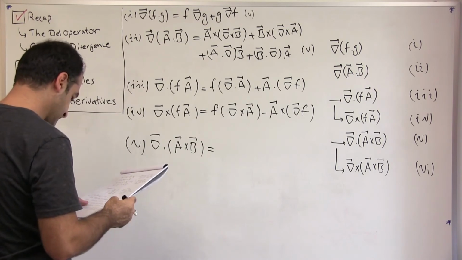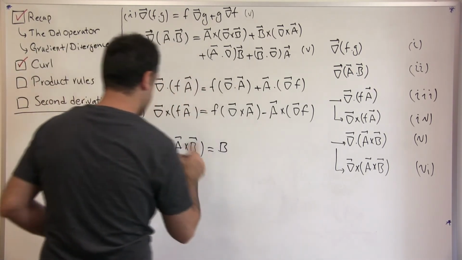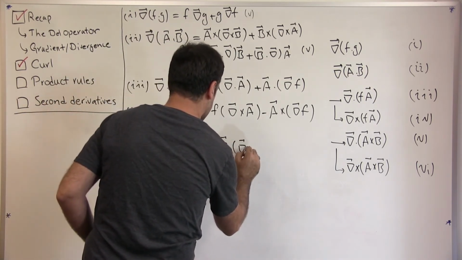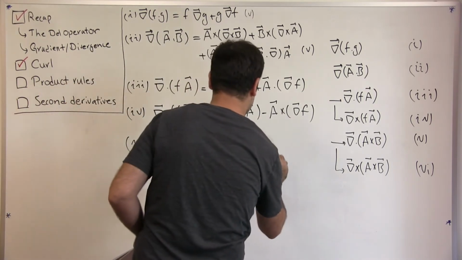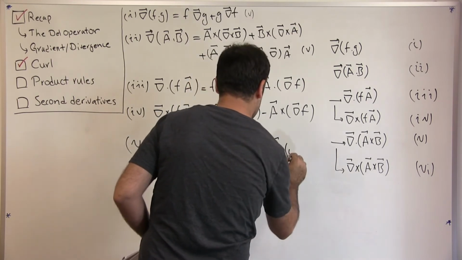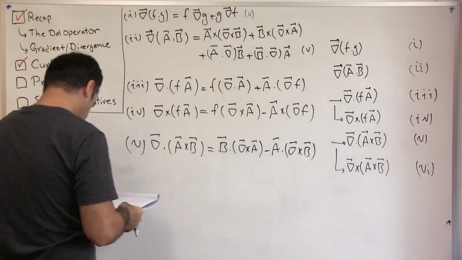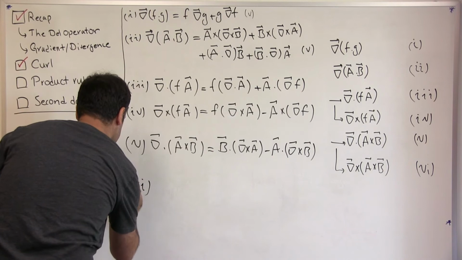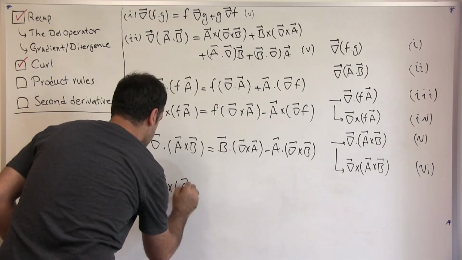And divergence of the cross product is going to be a scalar that is B dot curl of A minus A dot curl of B. And the last one is the curl of the cross product.